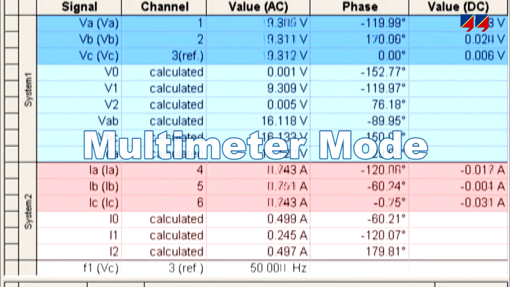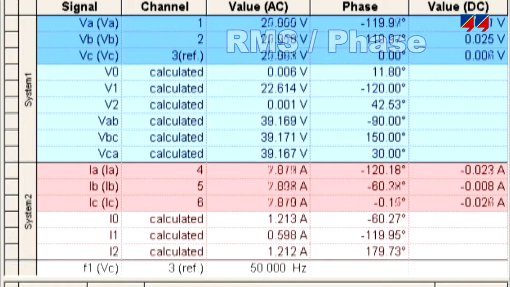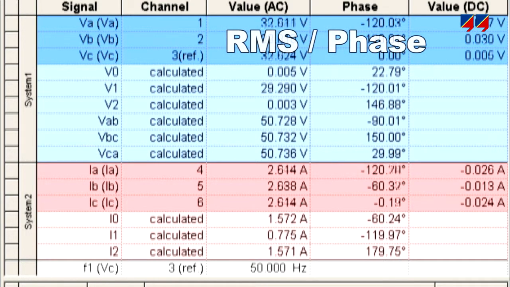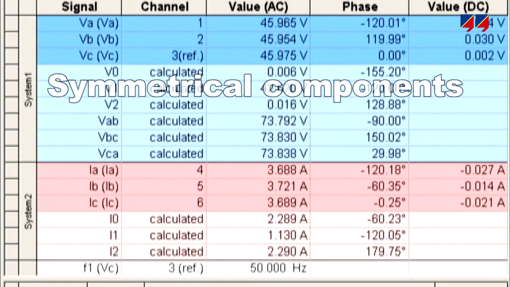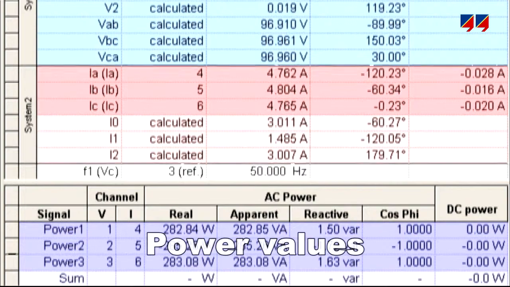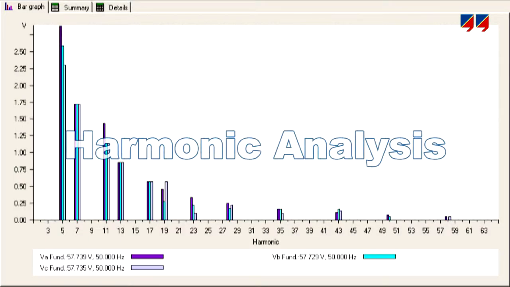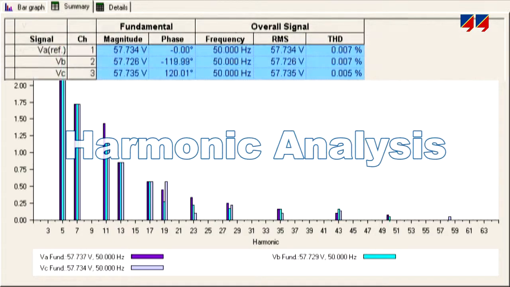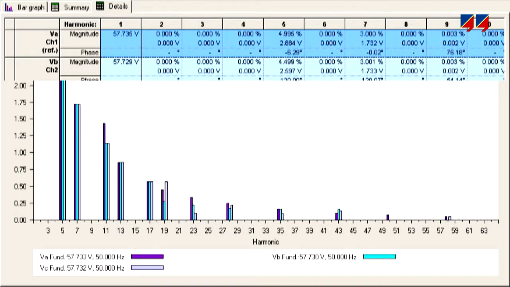In multimeter mode, these values can be displayed directly or their products can be calculated. RMS voltage and current, together with phase angles, as well as zero, positive, and negative sequence components and power values, can all be displayed. In harmonic analysis mode, EnerLyzer displays the magnitude and total harmonic distortion of the overall signal, the magnitude and phase of the fundamental, and of each harmonic.